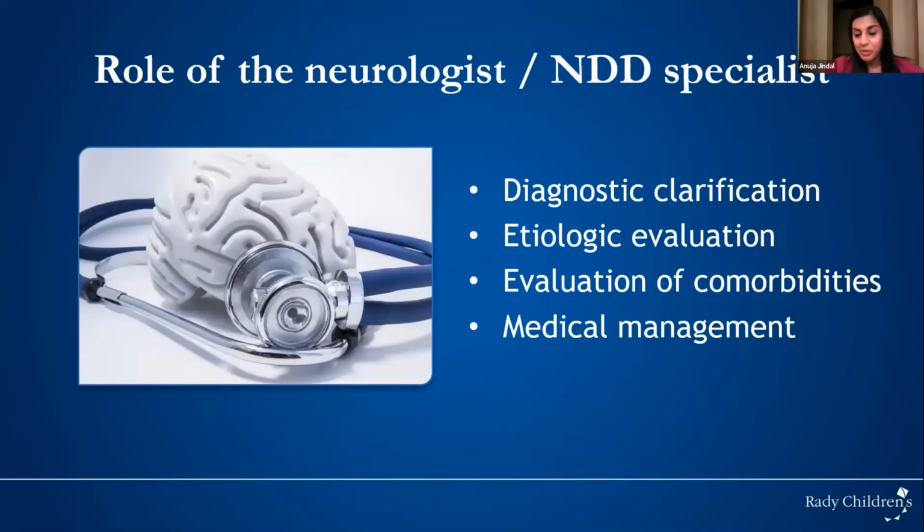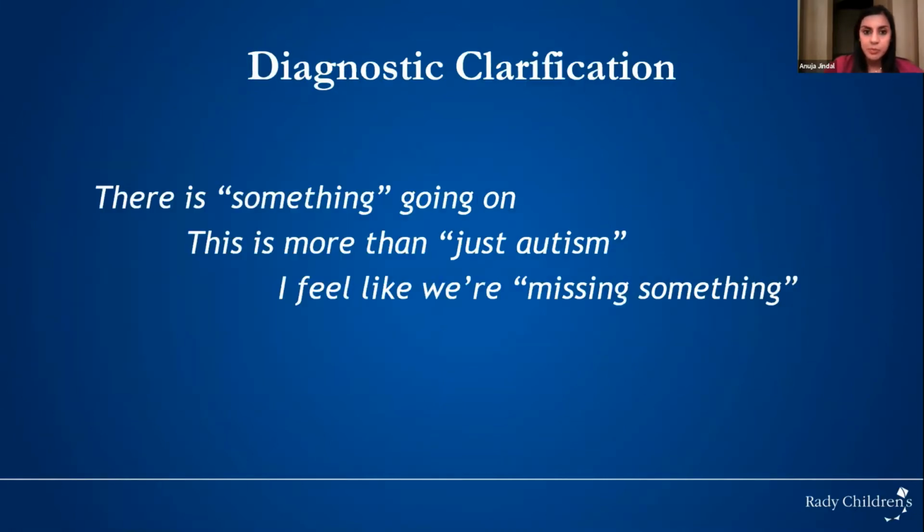So my role, what do I see myself as contributing to the care of a child with autism? I think it can be one of several things depending on the needs. I do help with diagnostic clarification. We're looking at etiology, we're looking at causation, looking at other diagnoses that can come along with the diagnosis of autism, and also looking at what we can do to help medically in terms of medications and things like that.